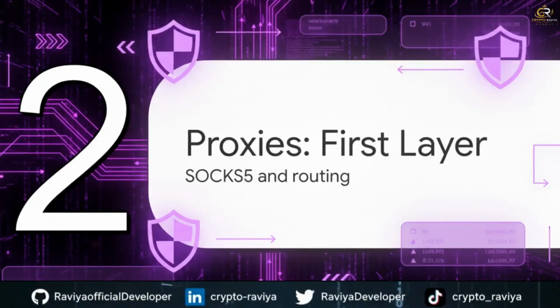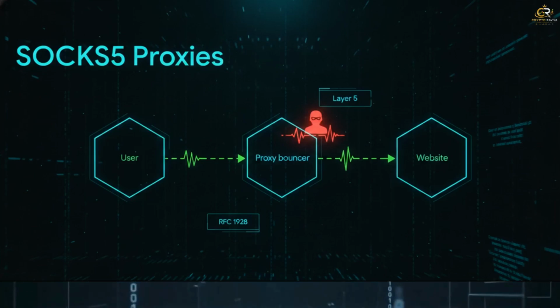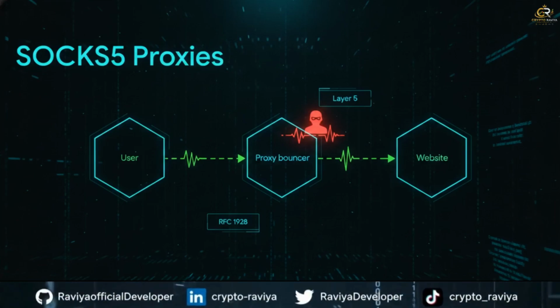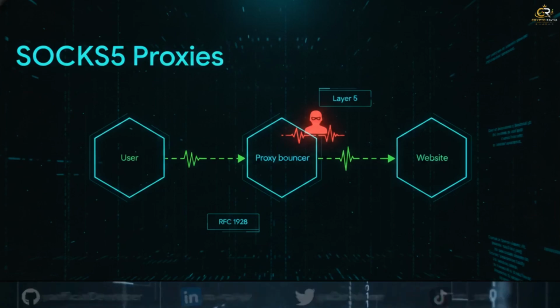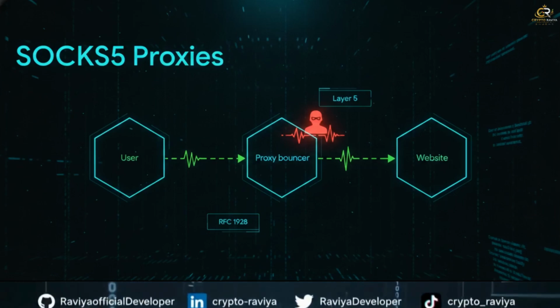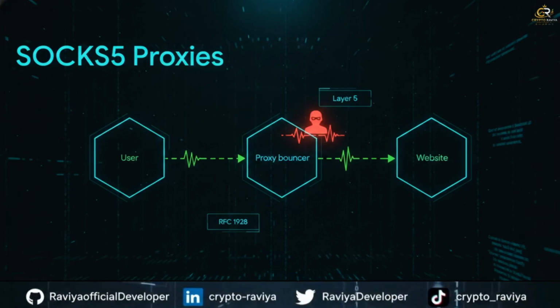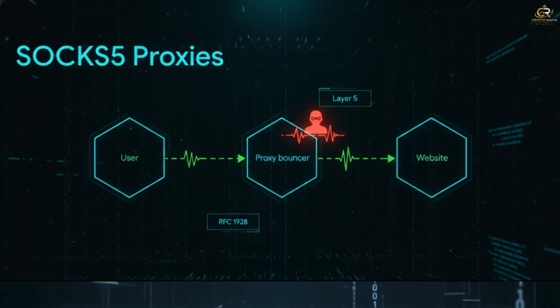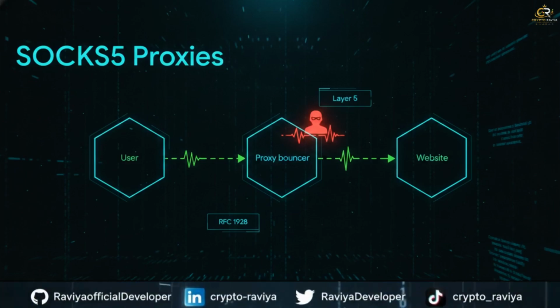Section 2. Proxies, the first layer. So, let's look at the SOCKS5 protocol. Think of a proxy as an internet bouncer. You don't talk directly to a website, you talk to the bouncer, and the bouncer talks to the site for you, successfully hiding your origin IP. And since SOCKS5 operates at layer 5, the session layer, it's super versatile. It handles TCP, UDP, whatever you throw at it.